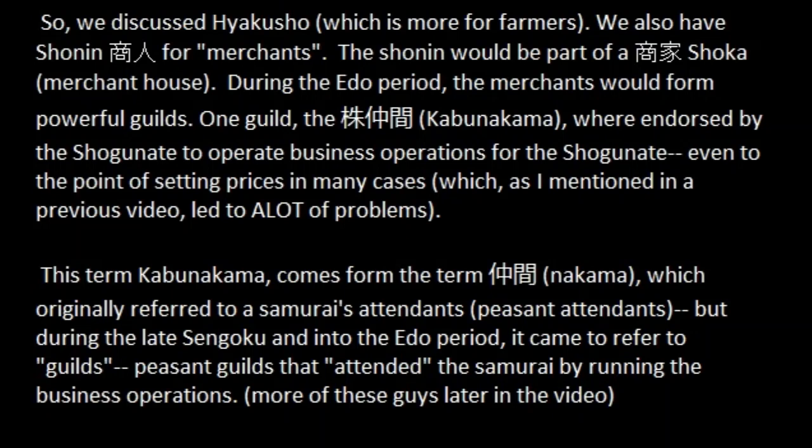So for example, the merchants. Originally nakama referred to the non-samurai attendant to a samurai, but then nakama comes to refer to the guilds that attend to the samurai's needs or to the shogunate's needs. Do you see the connection? So these guys had power.